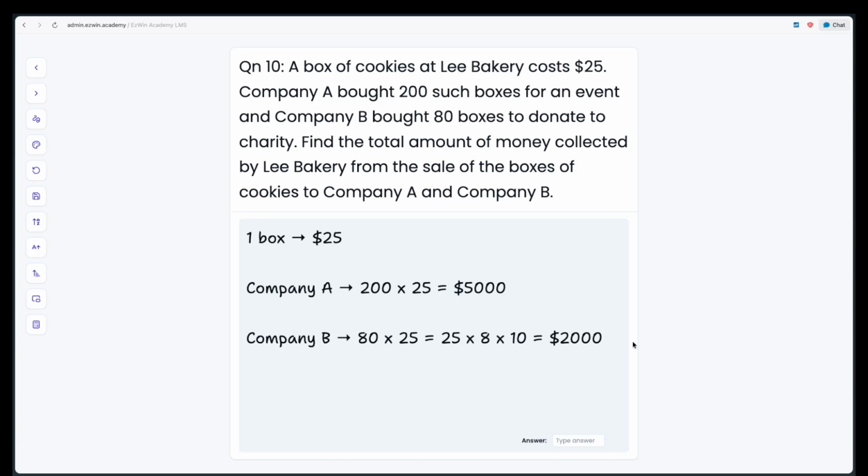So you don't stop from there. You need to get the total, which is basically 5,000 plus 2,000, which is equal to $7,000. Okay, and that's the answer for this question. Right, let's move on to the next question.